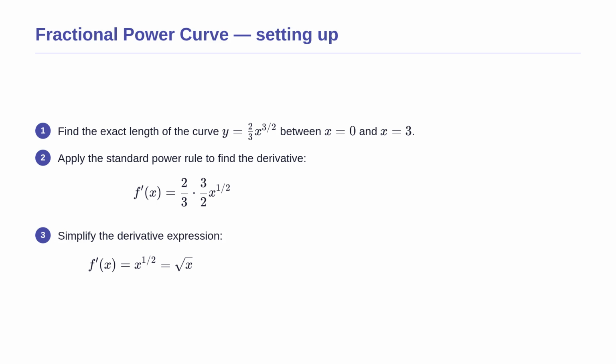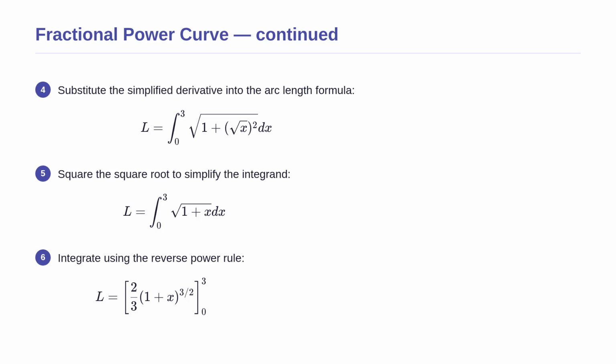The fractions cancel out beautifully, leaving us with x to the power of 1/2, which is exactly equivalent to the square root of x. Moving forward, we take our simplified derivative and substitute it directly into the arc length formula. Notice what happens when we square the square root of x. The two operations cancel each other out entirely, leaving just the variable x behind. This transforms a messy expression into a very clean integral of the square root of 1 plus x.